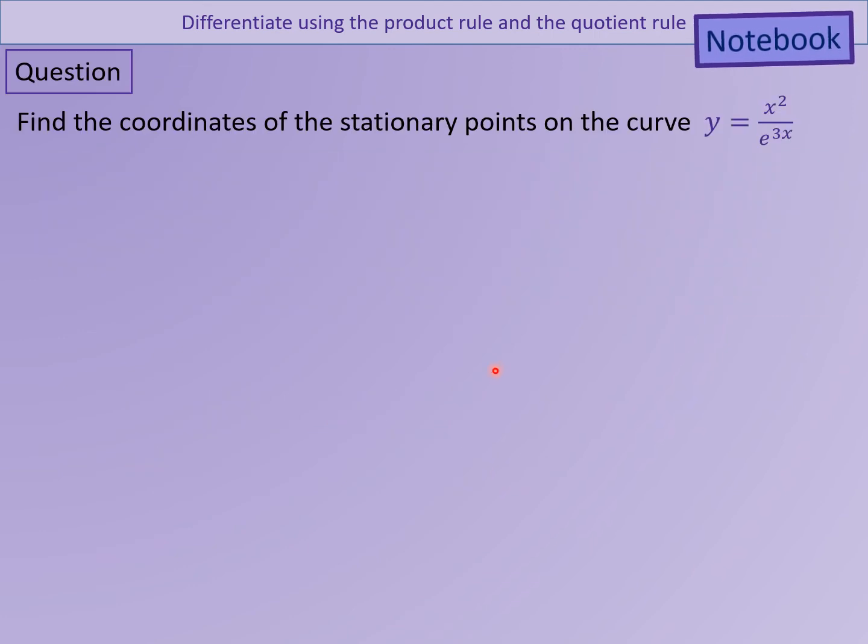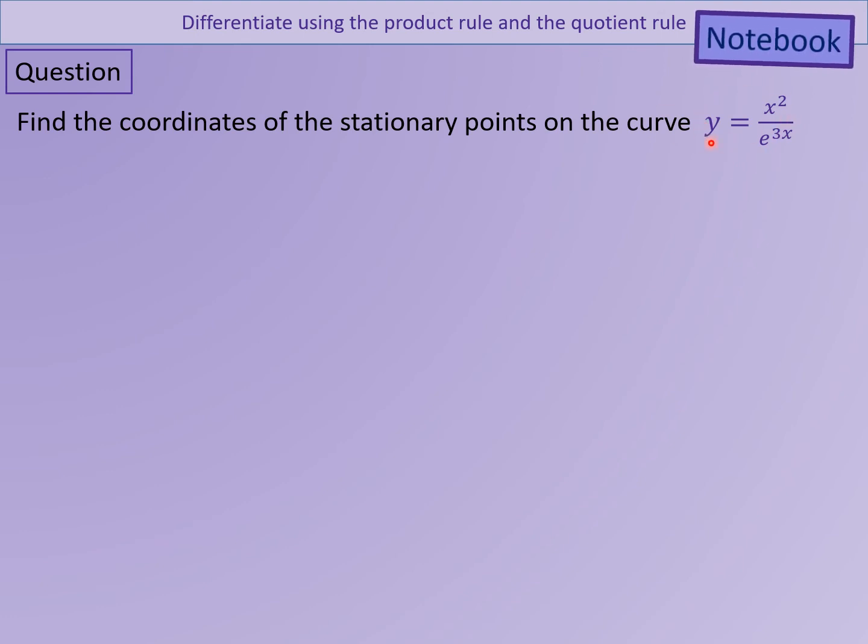Okay, so what I'd like to do is have a go at this exam question. Find the coordinates of the stationary point of the curve y equals x squared over e to the 3x. So not just practicing your quotient rule, but also practicing one of those more interesting questions where you have to use the gradient function. Okay, so the first thing you should always look at is what rule am I going to use? Is it a product rule? Is it a quotient rule? Is it a chain rule?